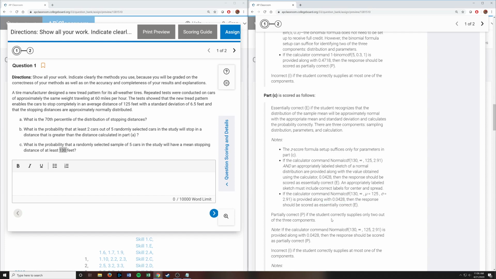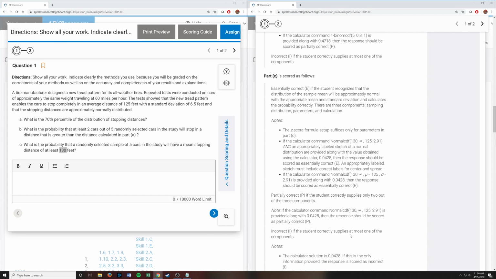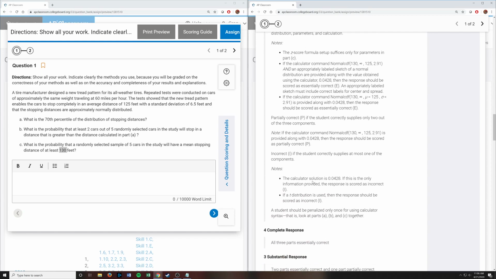It's partially correct if you only get 2 out of these 3. So for example, if you just put normal CDF like this without the mean or standard deviation notation, even if the answer is right, that gives you a P. And you get an I if you get at most one of the components correct. If you give the right answer, but that's literally all you put, that's going to be an I. If you use the T distribution instead for this part, that is an I.